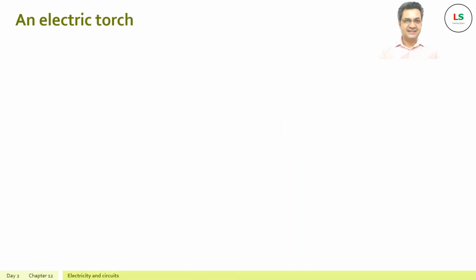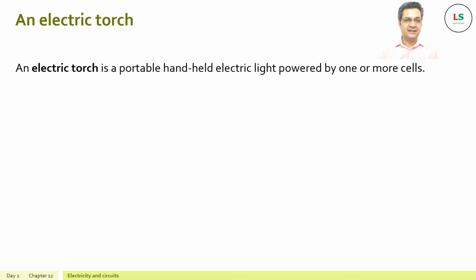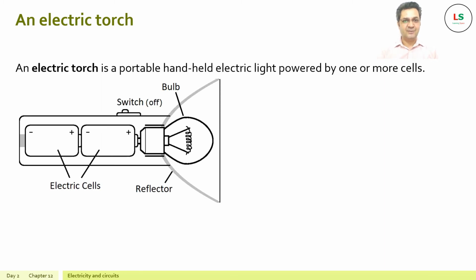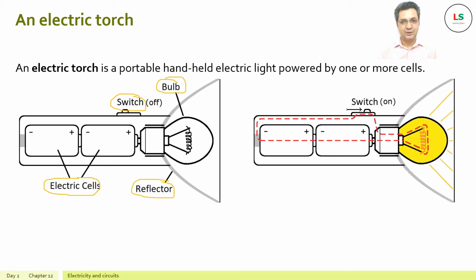We know about electric cell, electric bulb, and a switch. So it's a good time for us to discuss about an electric torch. An electric torch is a portable handheld electric light powered by one or more cells. Here we have a diagram of an electric torch which comprises electric cells, bulb, switch, and a reflector. If we turn the switch on, we have the bulb glowing. The red ant lines represent the path of the closed circuit.